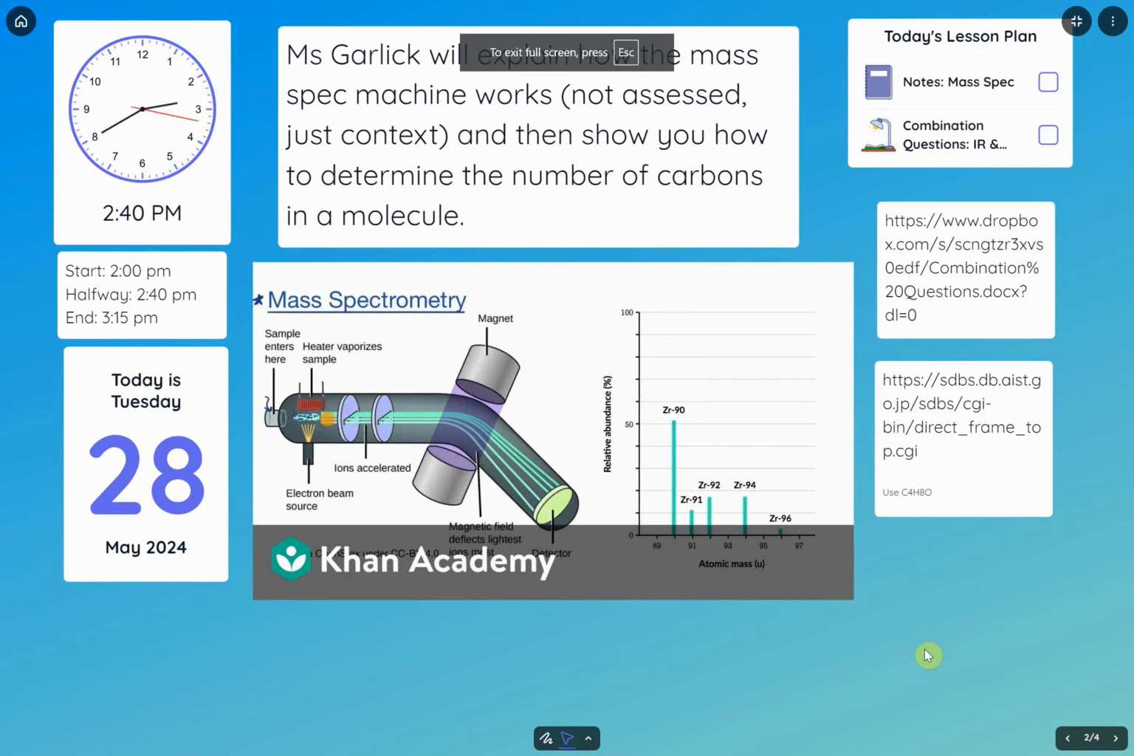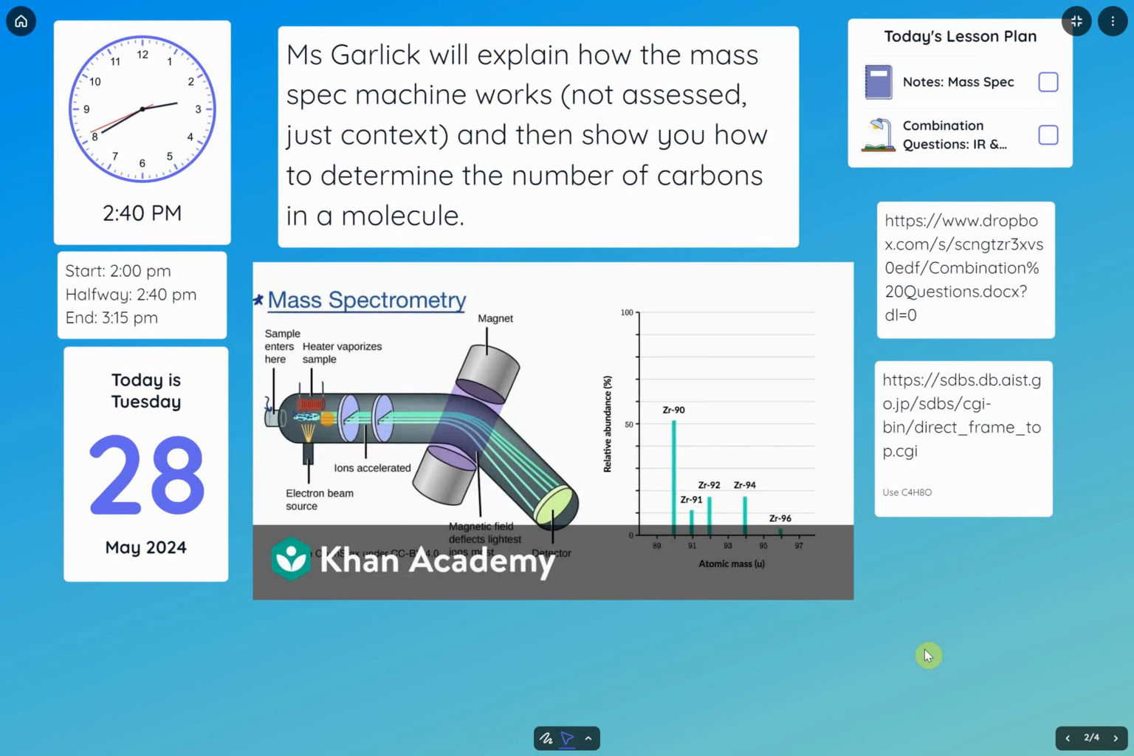Okay, so the next spectra I want to talk about is mass spec. I want to explain how the machine works. You will not be assessed on how the machine works. I'm just teaching you how the machine works for context, just so you are aware of what you're looking for data-wise.